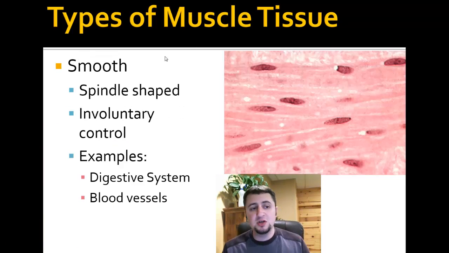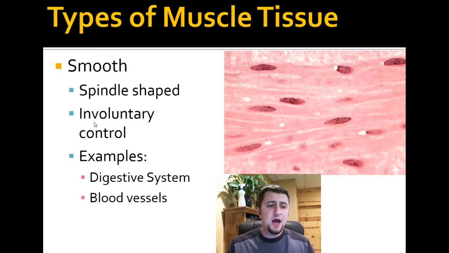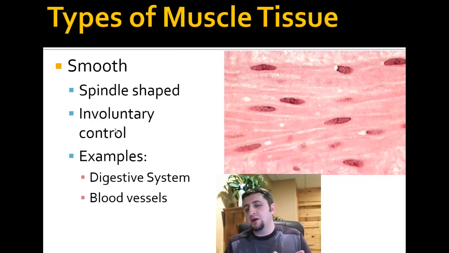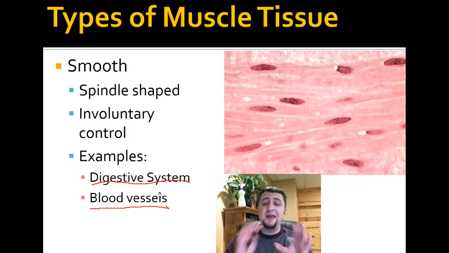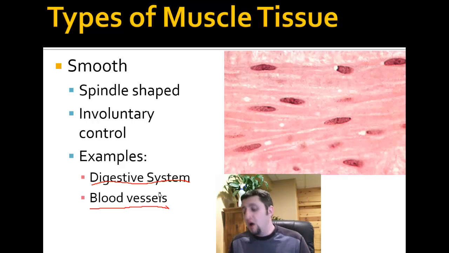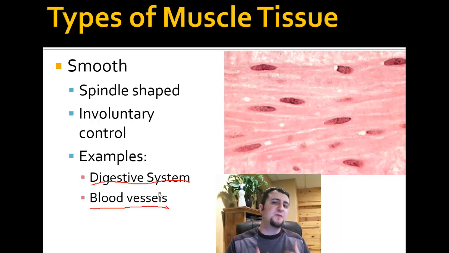The next type of muscle tissue is called smooth muscle. It is under involuntary control. You have no control over it, and it's found primarily in the digestive system and also found in blood vessels. Your veins and your arteries will contract and dilate based on how much blood we need to go here and there. Also, when you swallow something, it doesn't just fall down.